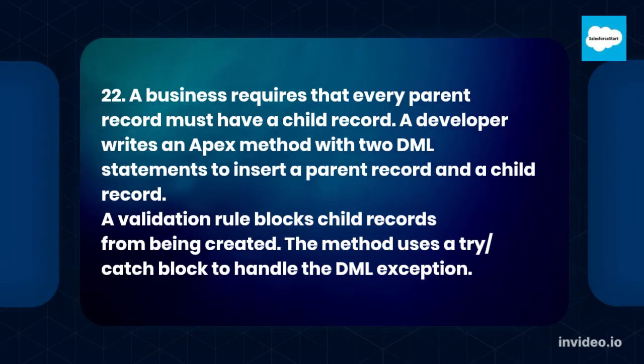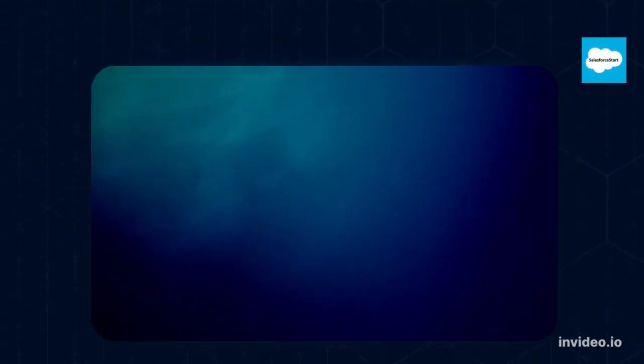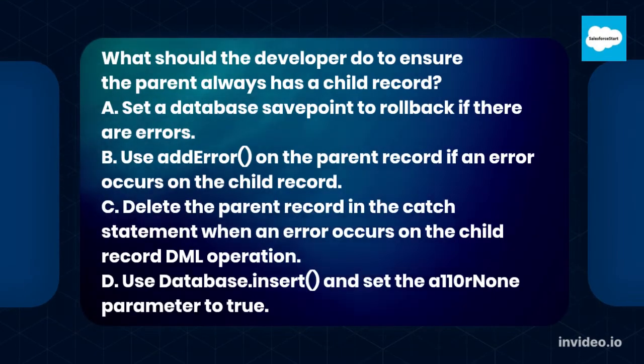22. A business requires that every parent record must have a child record. A developer writes an Apex method with two DML statements to insert a parent record and a child record. A validation rule blocks child records from being created. The method uses a try/catch block to handle the DML exception. What should the developer do to ensure the parent always has a child record?